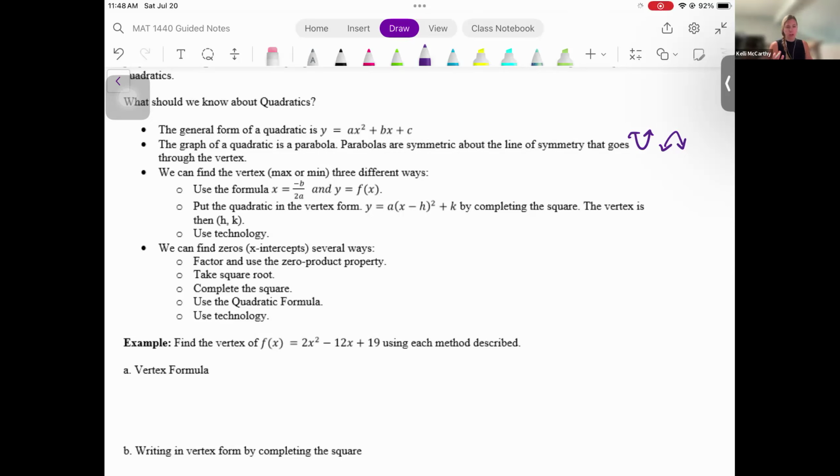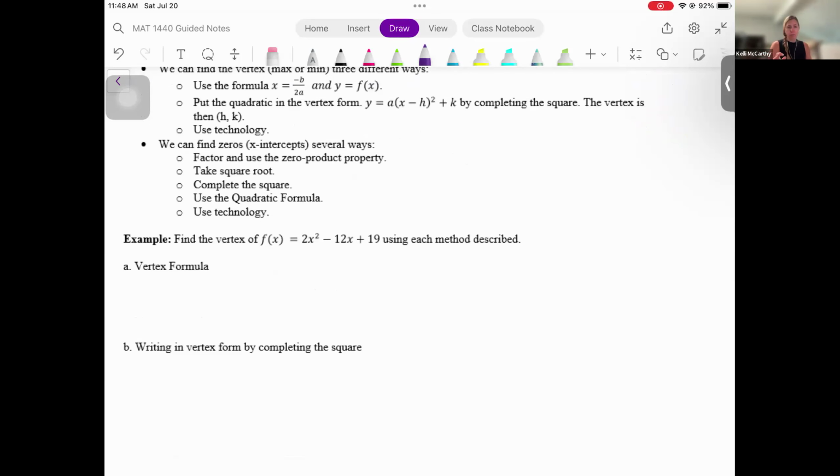We also refer to the zeros of a quadratic all the time. We can find the zeros, which are just another name for your x-intercepts, by factoring and using the zero product property. That's our very most common technique for finding zeros. We can take the square root depending on the way that the quadratic is set up. We could complete the square, which then does also involve taking the square root. We can use the quadratic formula or we can use technology.